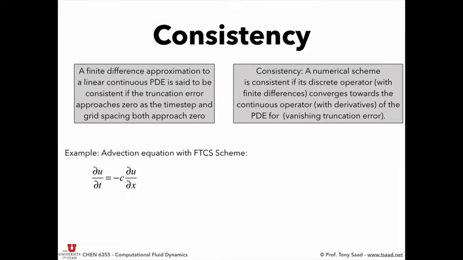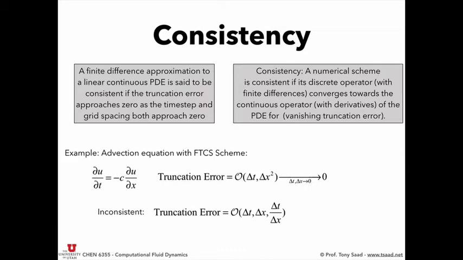The advection diffusion equation, our truncation error looked like order delta t, delta x squared, or a delta t times delta x. As delta t and delta x approach 0, the truncation error does indeed approach 0. An example of an inconsistent scheme is when the truncation error looks like delta t, delta x, and there's a term that has delta t over delta x. As delta t and delta x approach 0, this term is not determined.